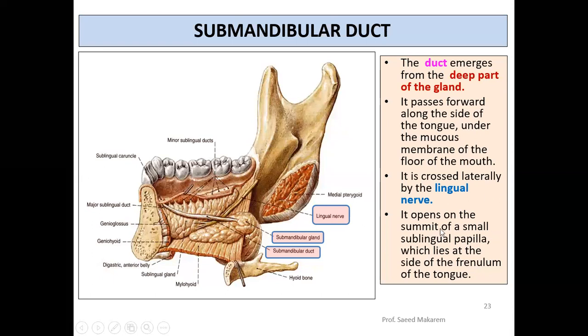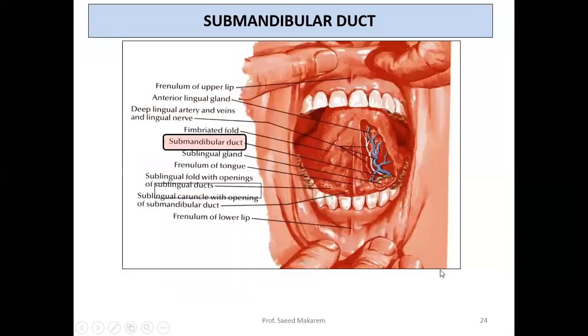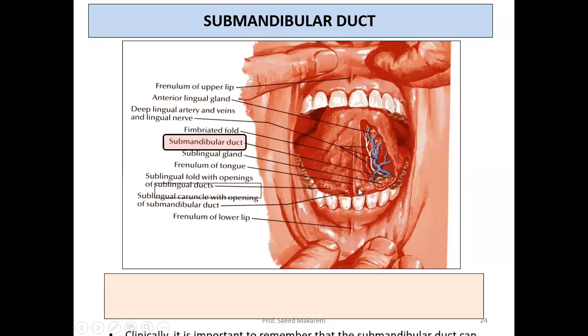It opens on the summit of the small sublingual papillae, which lies at the side of the frenulum of the tongue. This is called the frenulum of the tongue. If you lift the tongue, you can see at the center there is a septum called the frenulum of the tongue, and just beside that you can see the submandibular duct, and then the small opening here. These are called the openings of the submandibular ducts. These openings are just beside the frenulum, on either side, because they are in pairs, both right side and left side.